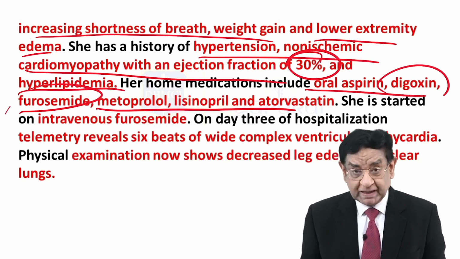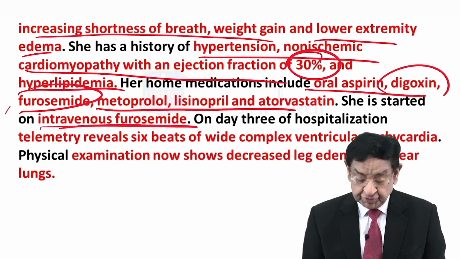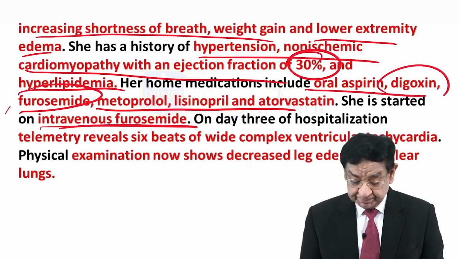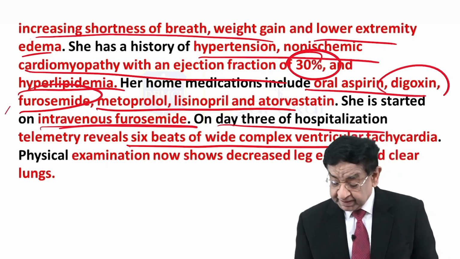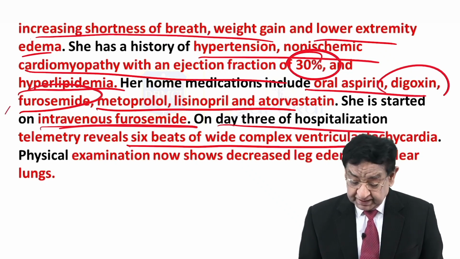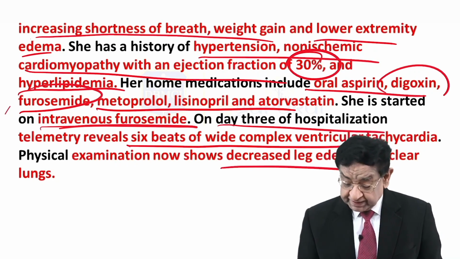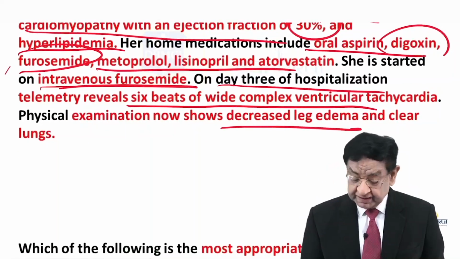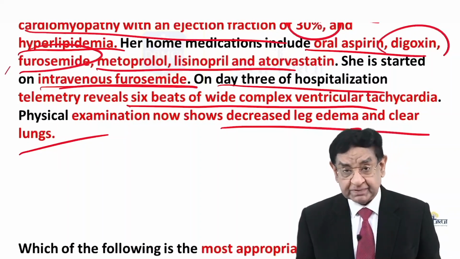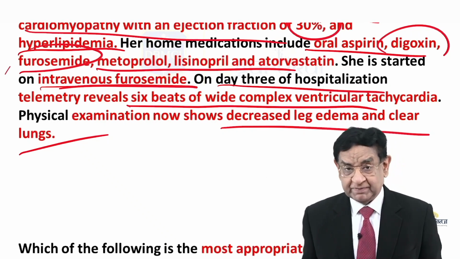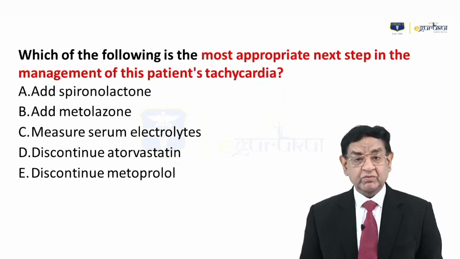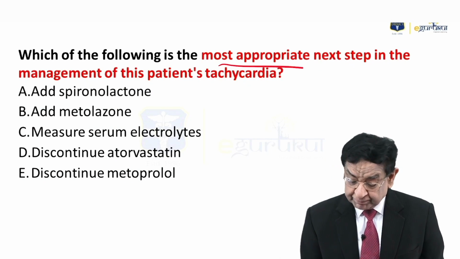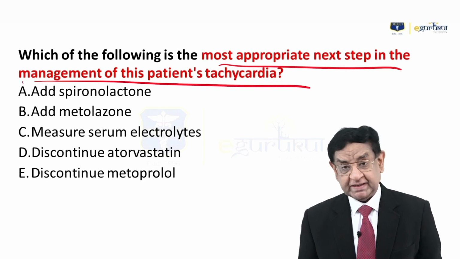As she has been hospitalized now, she's given intravenous furosemide, which is a very potent diuretic. Three days after hospitalization, she has 6 beats of wide complex ventricular tachycardia. When we examine the patient, you find the edema has already been reduced and the lung field is clear. That means she has definitely benefited from the therapy, especially the furosemide therapy given in the hospital. Now, at this moment when we are getting ventricular tachycardia, what's the most appropriate next step in the management of this patient's tachycardia?